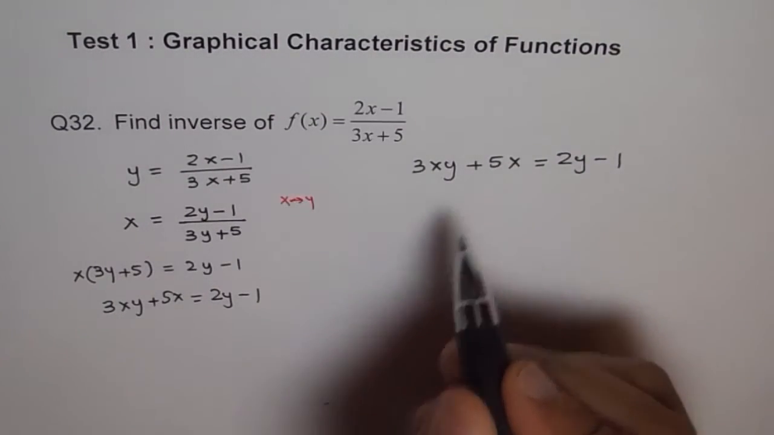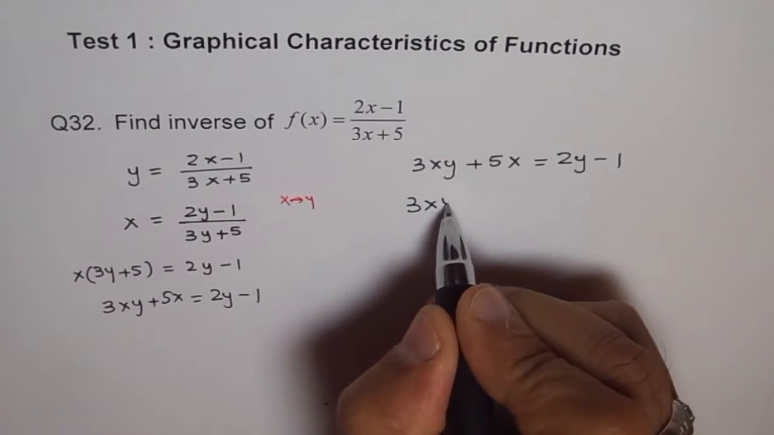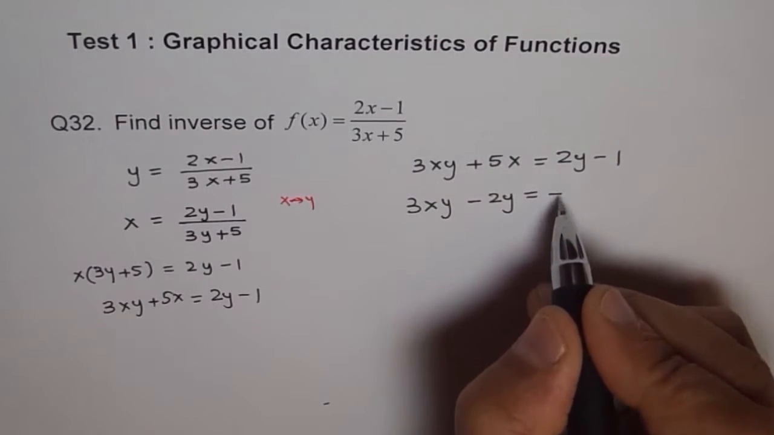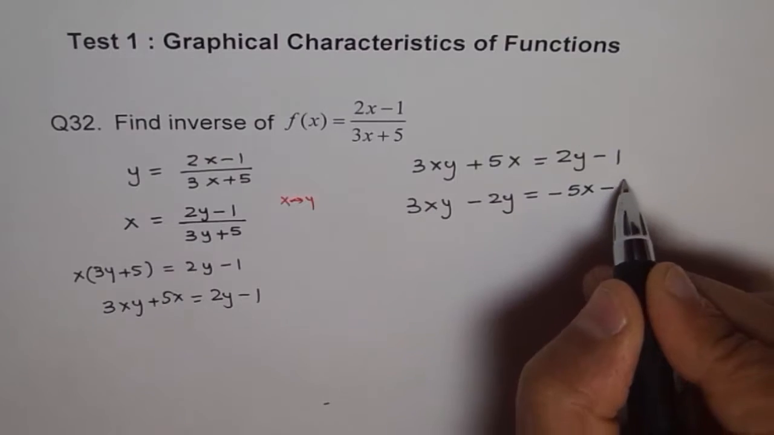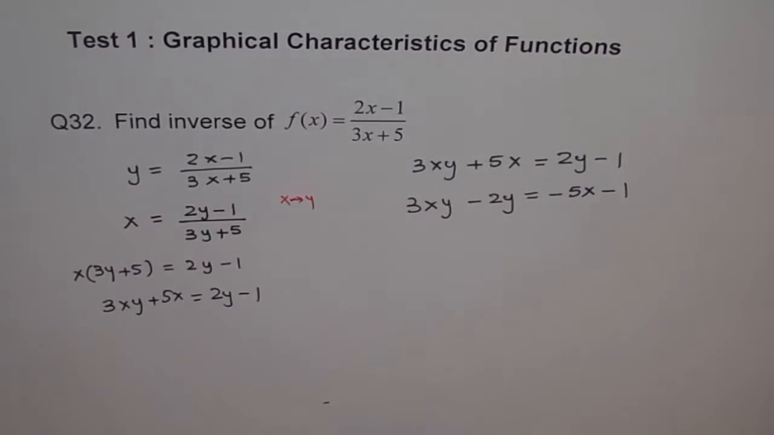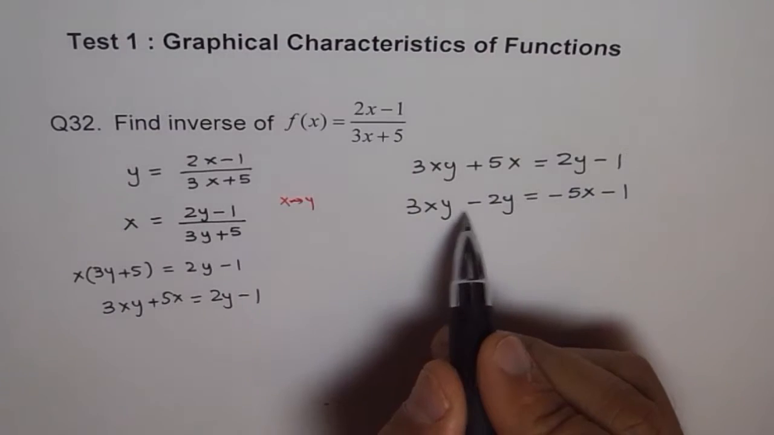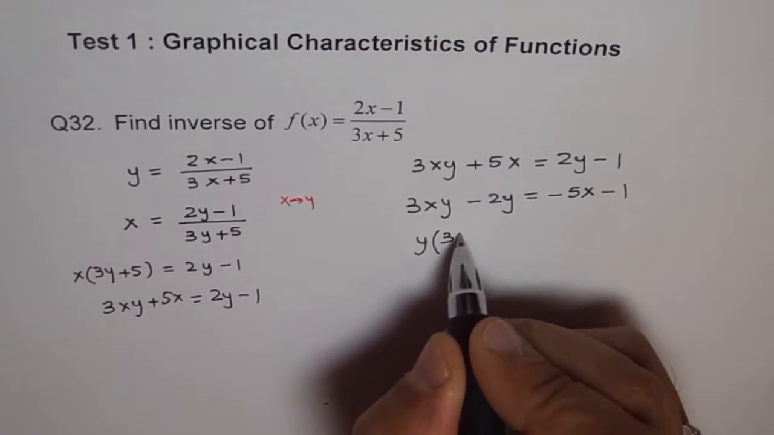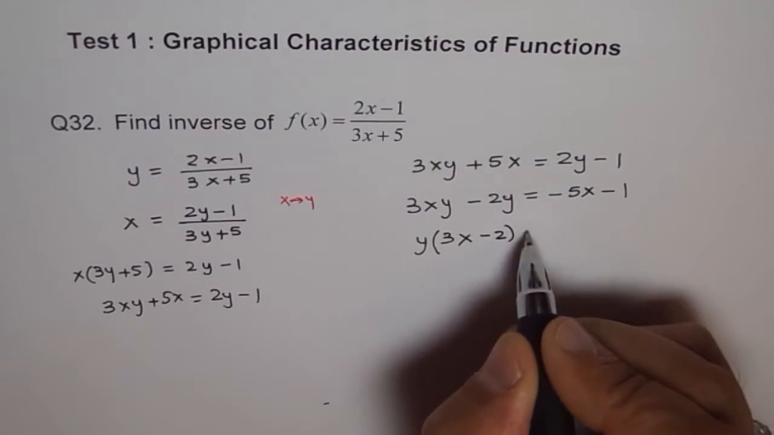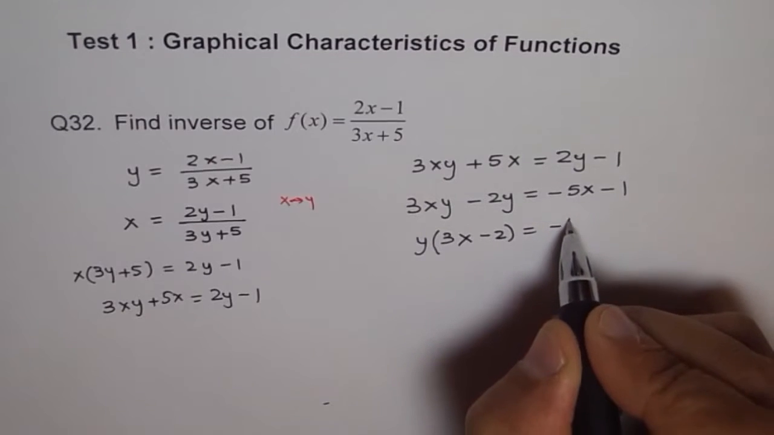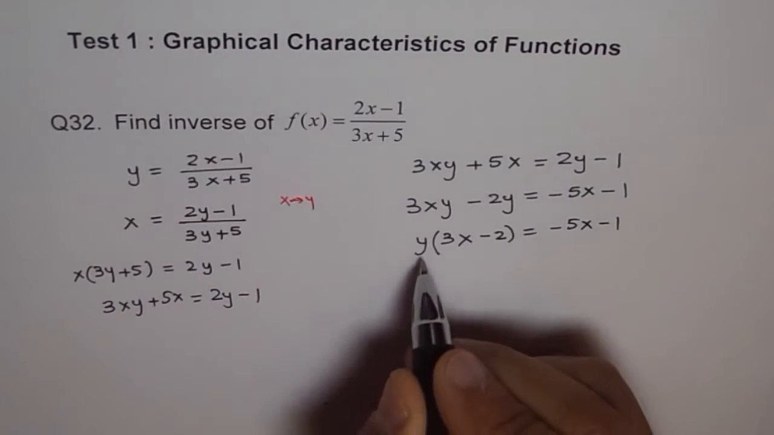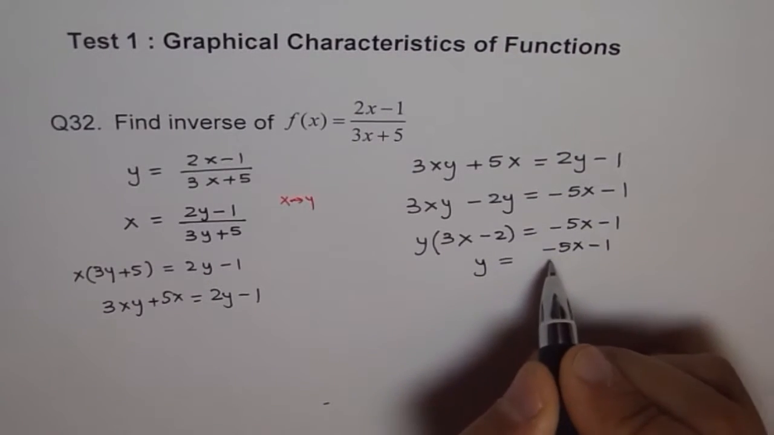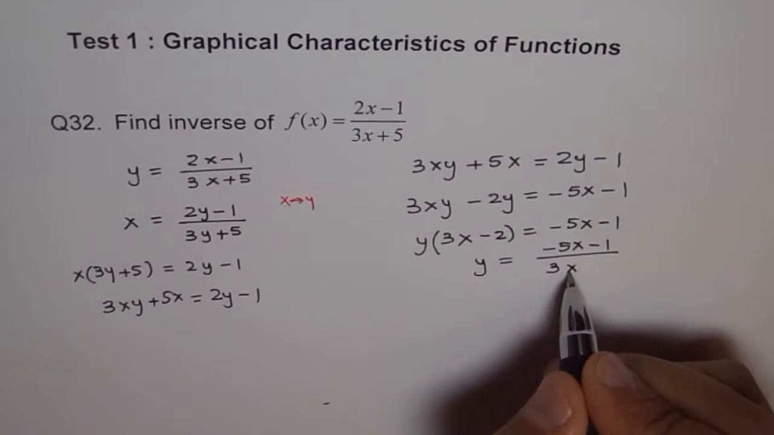So let's bring the y terms together. It becomes 3xy minus 2y equals, I'll take this on this side, minus 5x minus 1, correct? And now here we can take y common. We need to isolate y. So y times 3x minus 2 equals minus 5x minus 1. Now y is equal to minus 5x minus 1 over 3x minus 2.